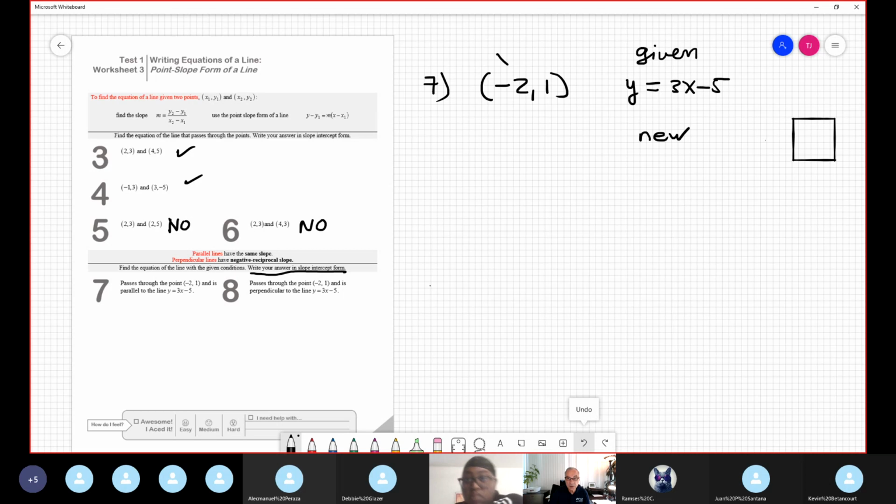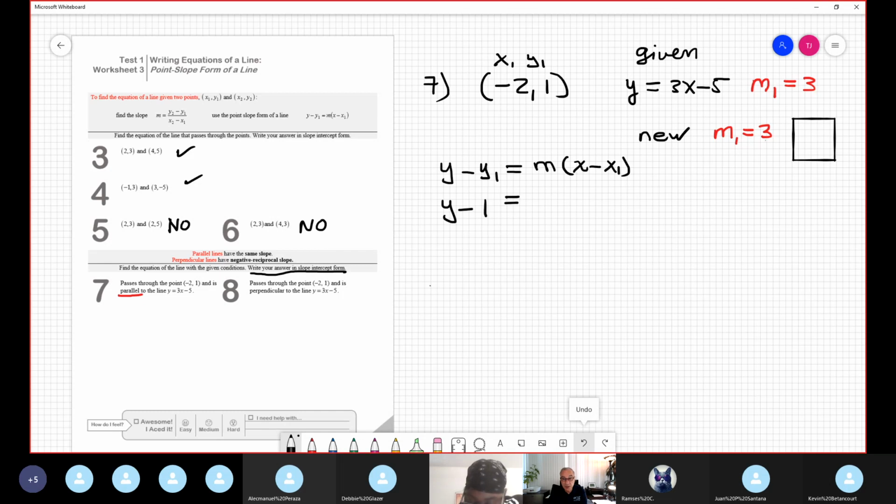Okay, this is x1, this is y1, and I discover that the slope of the given line is 3. Calculate m1. And the slope of the new one is the same because they are parallel. This is the key word, parallel. Okay, now use the formula to compute the equation of the line one more time. I plug in the point, y minus y1. The slope is 3.